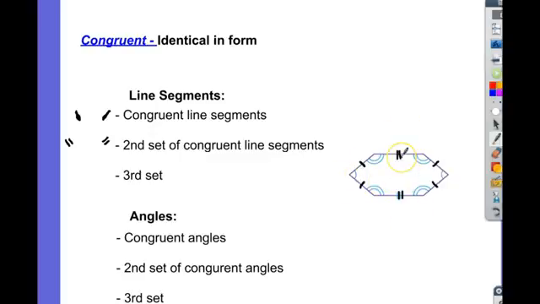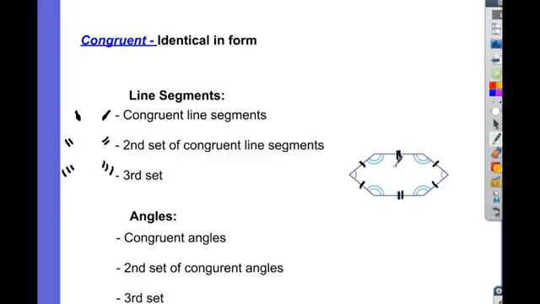Now, sometimes there's actually going to be a third set of line segments that are congruent with each other. In that case, you would want to go ahead and mark them with 3 different lines, like this. Now, in this case, there isn't a third set of congruent lines, so I'm not going to need that for this particular polygon. But if I look here, I see that I have one set of congruent line segments here and another set of congruent line segments here. So there's 2 different sets.